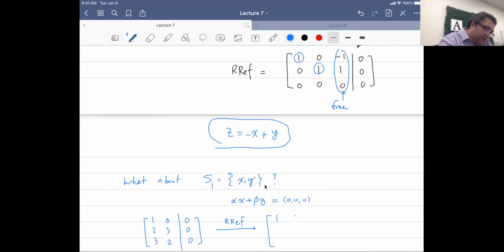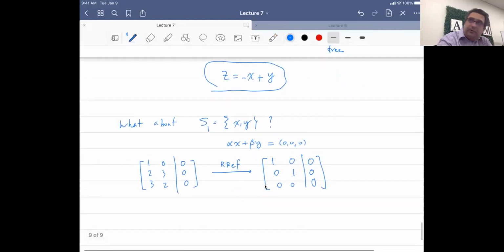It's 1, 0, 0, 1, 0, 0, right? So it's like removing this, right? And 0, 0. This would be the reduced row echelon form. And so what do you think? What are the solutions of this system? No free column, right? So X is 0, Y is 0. That's it. Or alpha, I call them alpha and beta. Alpha is 0. Beta equals 0.